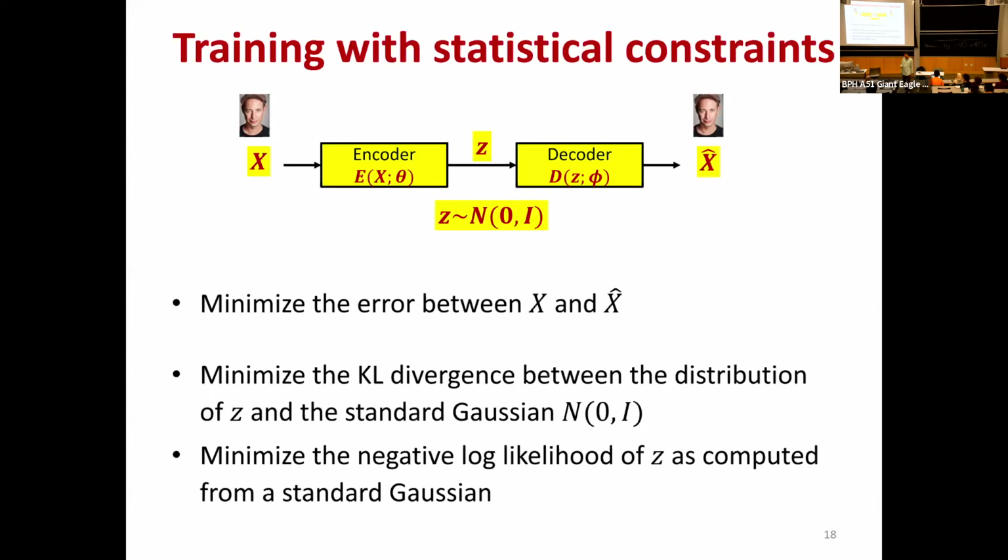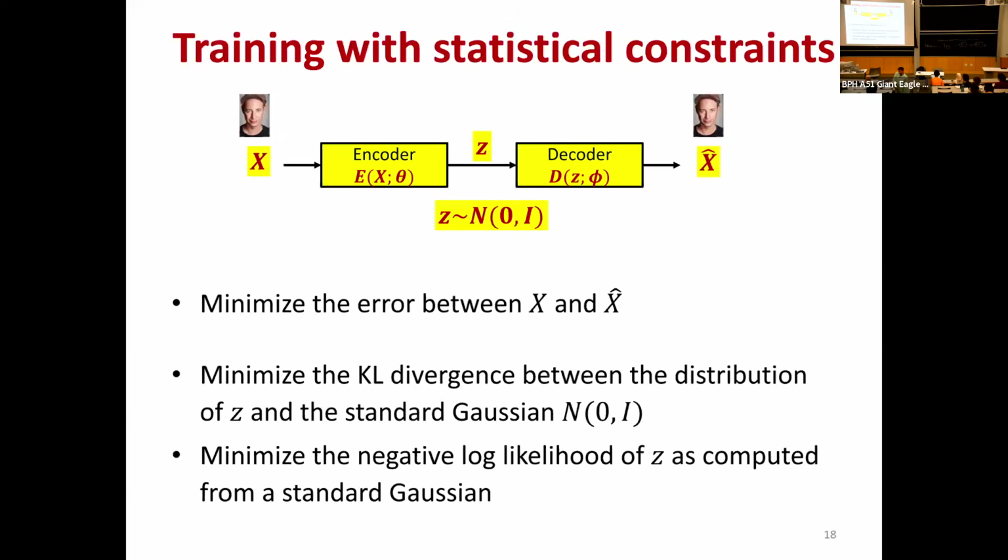How do I enforce this restriction on z? We can do it in one of two ways. I can take large quantities of the data and look at the distribution of all of the z's for all of the data. That's going to have some distribution. Then I can try to minimize the KL divergence between that distribution and the standard Gaussian. If I do that, then the distribution of z's is going to become Gaussian.